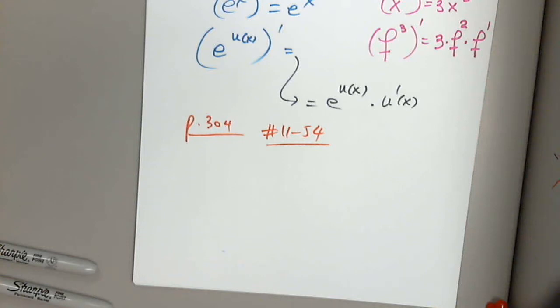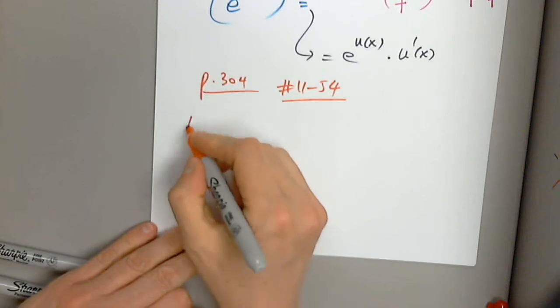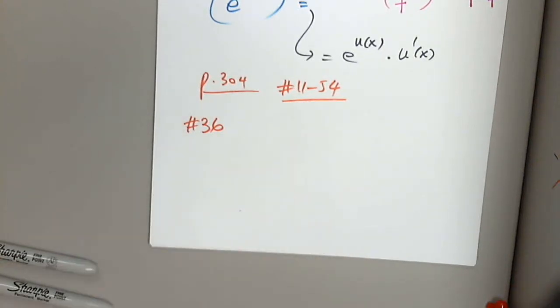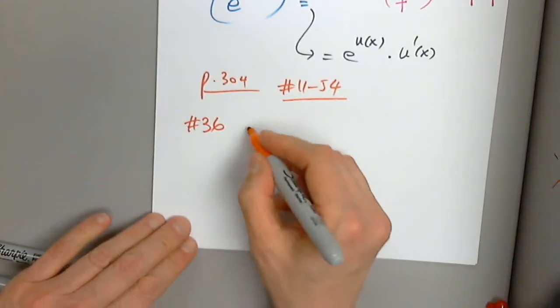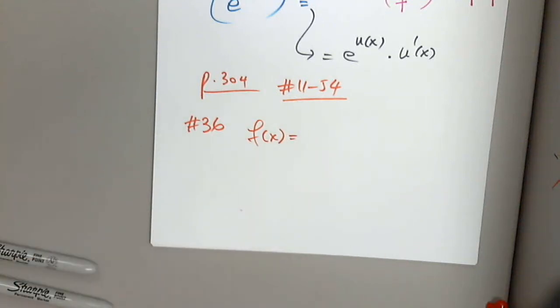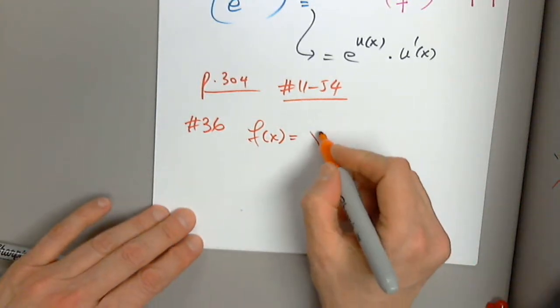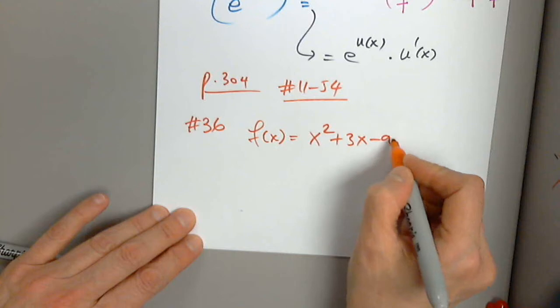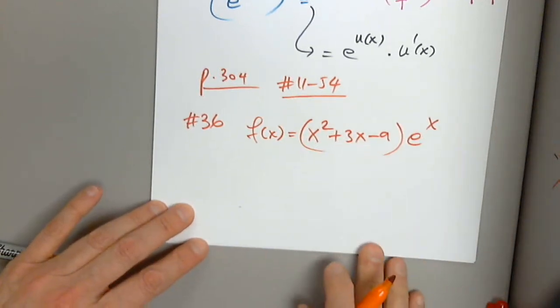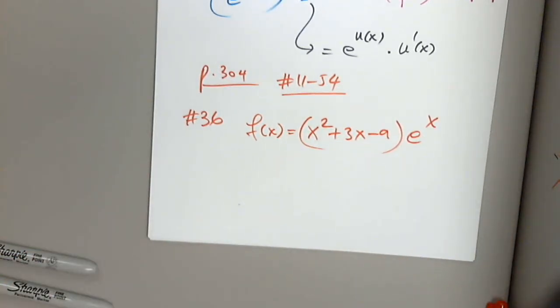I will choose first, 36. f of x equals x squared plus 3x minus 9 times e to the x. Okay, what do you recommend we do here?